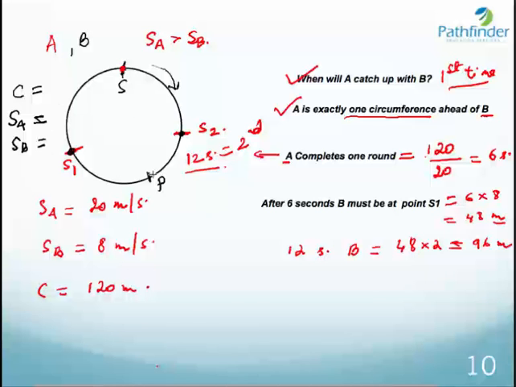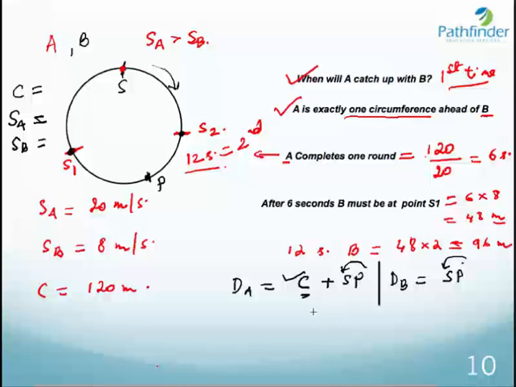So when A overtakes B at point P, the distance covered by A is equal to one full circumference plus anticlockwise from S to P. Whereas the distance traveled by B at the same time is only anticlockwise from S to P. So you can see here that when A overtakes B for the first time at point P, A is exactly one circumference ahead of B.